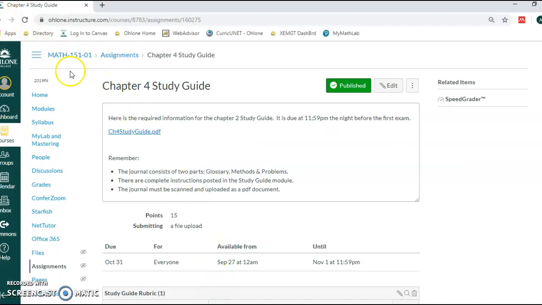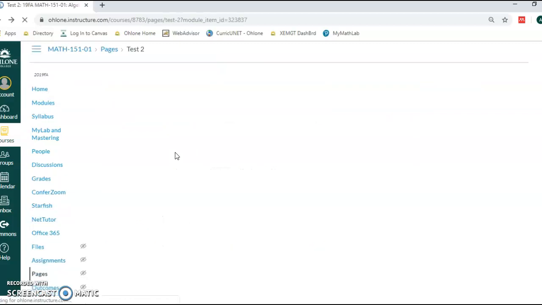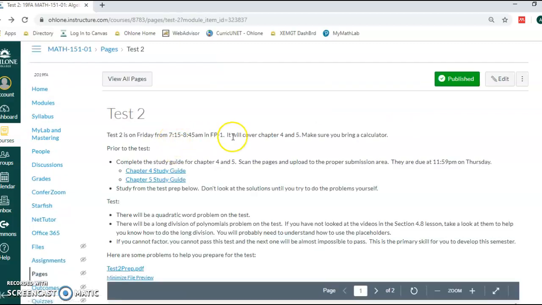Otherwise, the study guide is due on Thursday night. The test will be on Friday morning. We'll meet in FP1 at 7:15 until 8:45. Remember that there is that pre-calc class that is coming in when we're done, so you really need to make sure that you're there on time. You should have no problem having enough time to get the test done and completed.